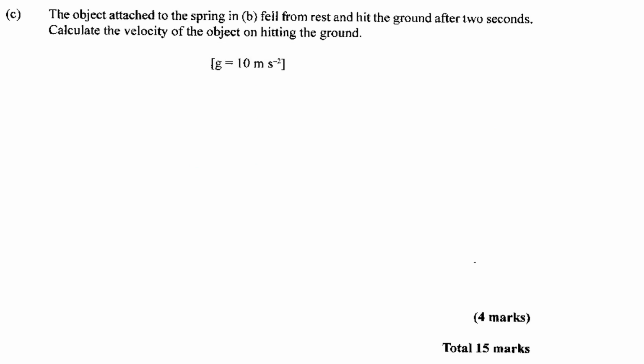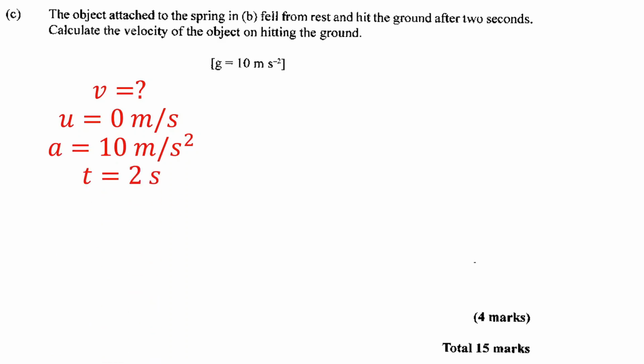Part C, we're told that the object attached to the spring in B fell from rest and hit the ground after 2 seconds. We're to calculate the velocity of the object on hitting the ground. So we want to calculate the final velocity, which is v. We're told that it fell from rest, so the initial velocity u is 0 meters per second. We're given to use the value of g equals 10 meters per second squared, so that's the acceleration due to gravity, and the time interval is 2 seconds.